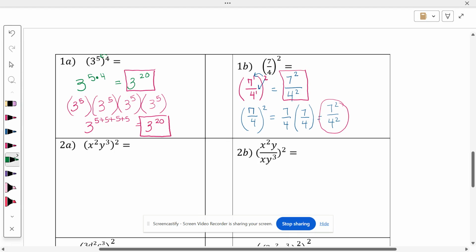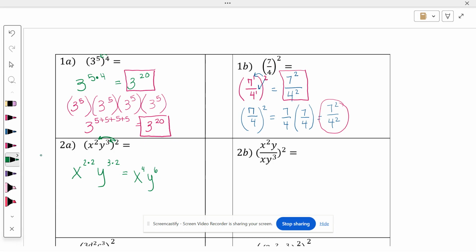So whenever I have a power outside of a parenthesis, I distribute that power into the exponents inside of the parenthesis. Remember, when you distribute, you are essentially multiplying. So this becomes x to the 2 times 2 power. I said 8, I meant x, sorry. And y to the 3 times 2 power, which equals x to the 4th and y to the 6th. Example number 2 is going to have a couple of things going on.